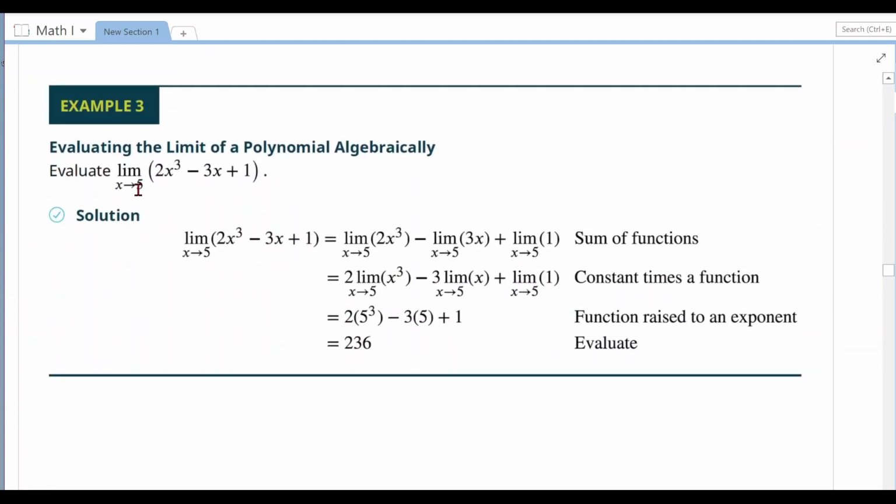Limit of a polynomial, for example 2x cubed minus 3x plus 1, the value of the limit of that function as x approaches 5 is simply by substitution, according to the basic properties of the limit, equal to the limit of 2x cubed minus the limit of 3x plus the limit of 1. So the limit of x cubed is 5 to the power of 3 by substitution, minus 3 as a constant can come out, the limit of x as x approaches 5, so by substitution 3 times 5, plus the limit of 1, a constant, as x approaches 5, so equals 1. So the total equals 236.